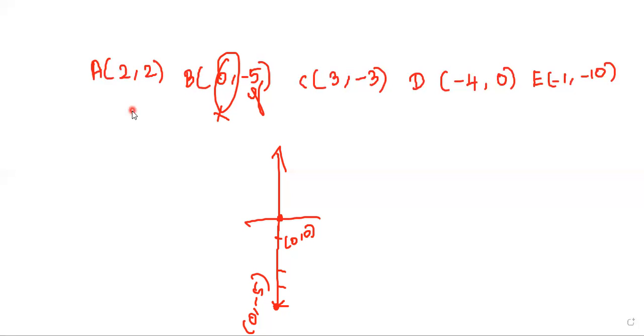Ma'am, did you receive it? Yes, yes. I received it. Okay. 3 comma negative 3. 2 comma 2, minus 4 comma 0.